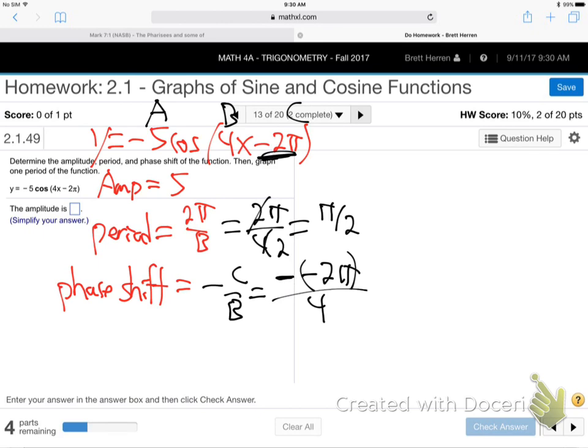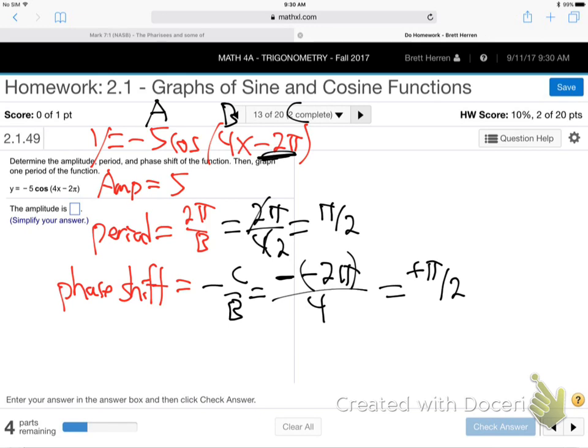Right? So this is the way I do the formula. The Math Excel does it reverse. In the end, it's the same, we're going to get the same answer. So negative c over b, negative, and then c is negative 2 pi over b. So that's positive pi over 2. Period and phase shift are the same, actually. Everybody okay with that? See what happened there? So we got the amplitude, the period, and the phase shift.